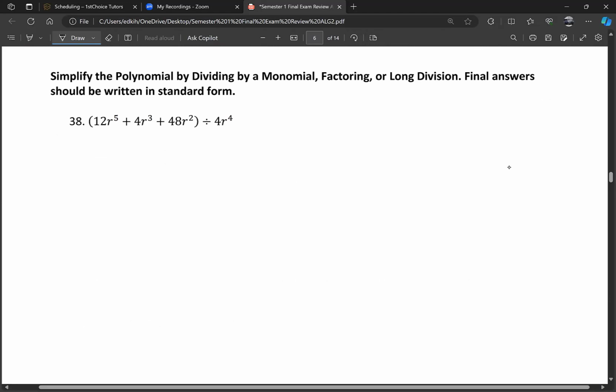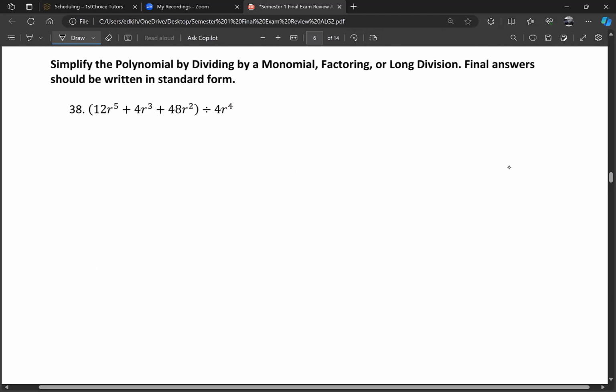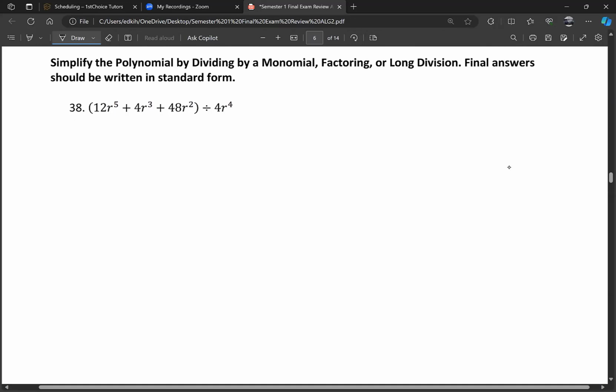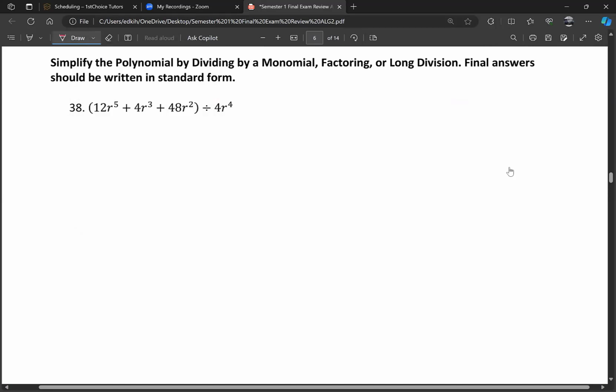Alrighty, next question. Simplify the polynomial by dividing by a monomial, factoring, or long division. Final answers should be written in standard form. Okay, got it. If you have a monomial, the best approach here is to rewrite this by giving each term the denominator of that monomial.